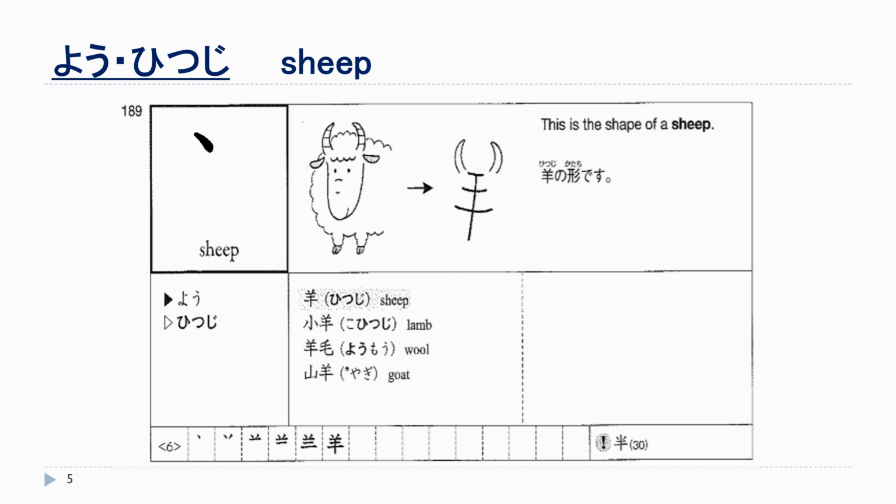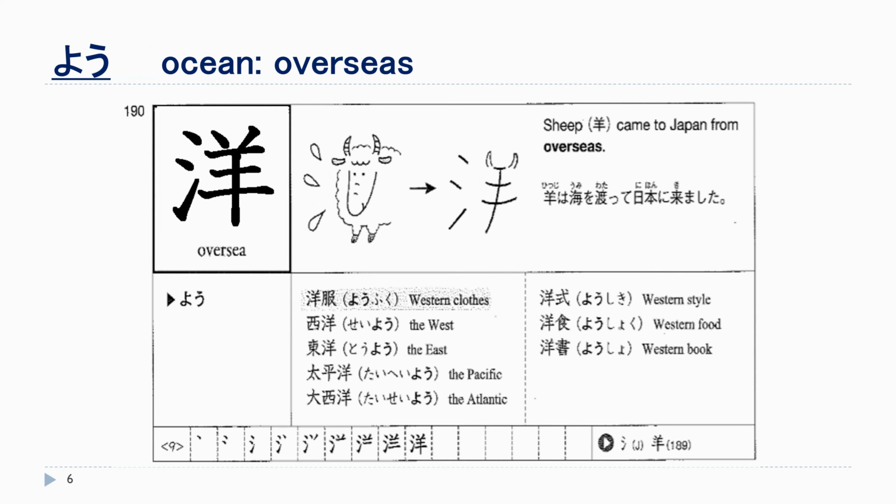We'll start with 1, 2, 3, 4, 5, 6. So these at the top are his little horns. 1, 2, 3, 4, 5, 6. So hitsuji. And then using this hitsuji or yo, we can write another kanji that is pronounced yo.